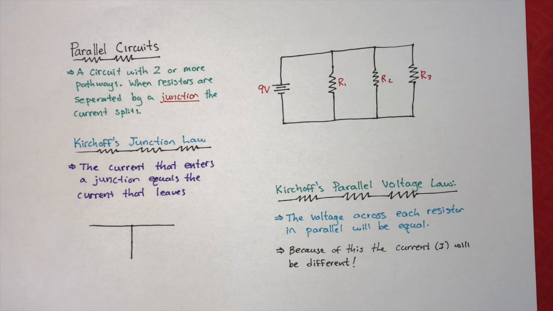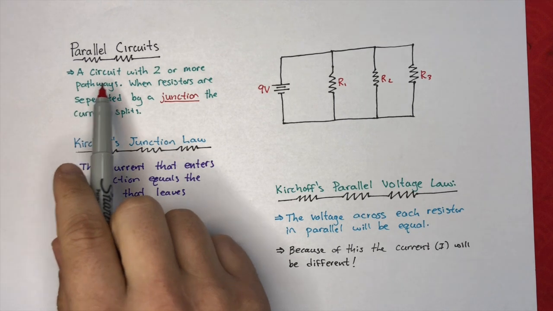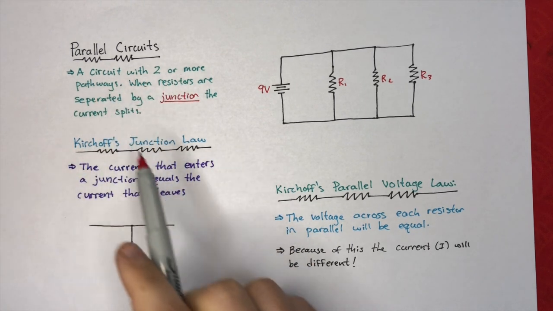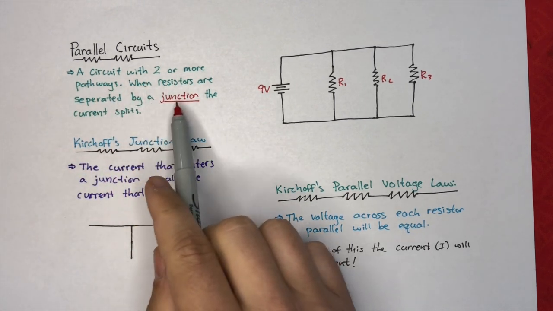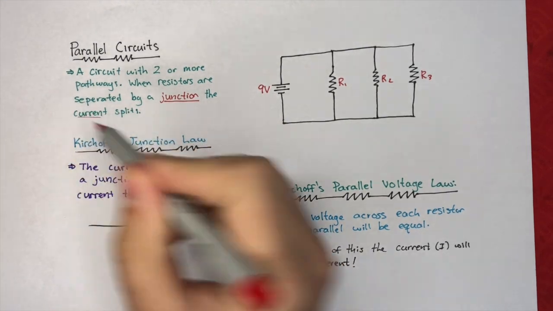Okay, so today we're going to be talking about parallel circuits. What is a parallel circuit? Well, a parallel circuit is a circuit with two or more pathways. So when resistors are separated by a junction, the current splits, and that's a big idea here.